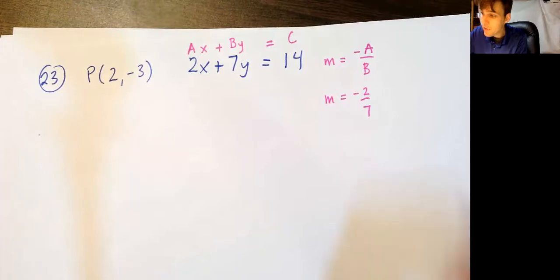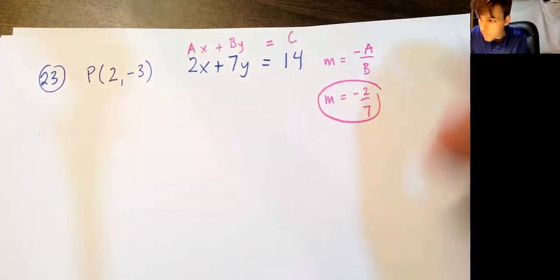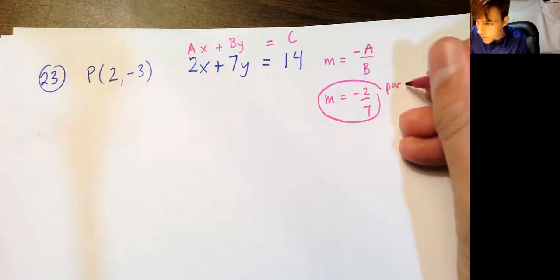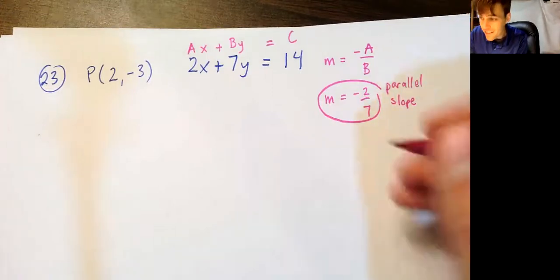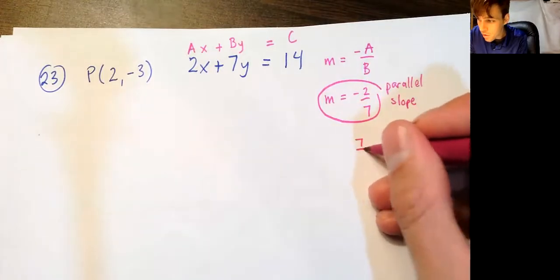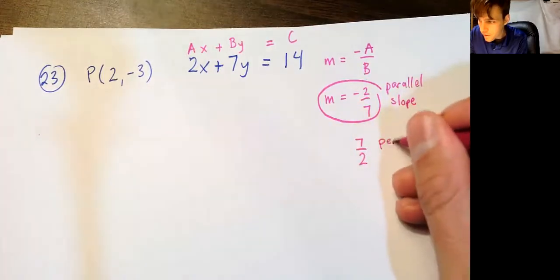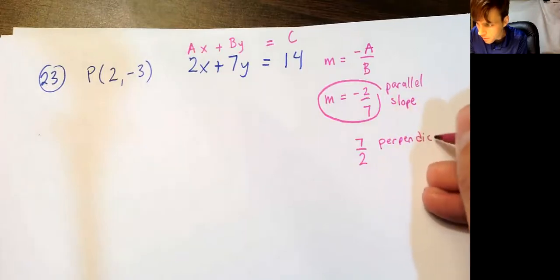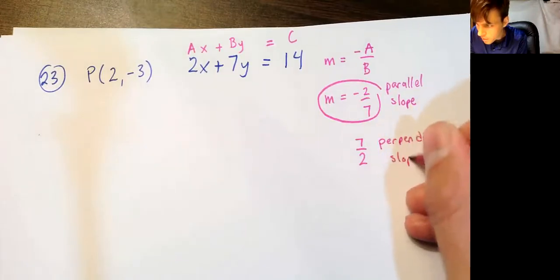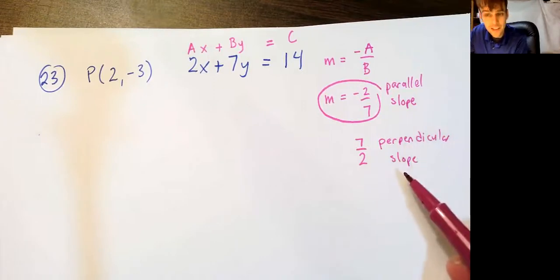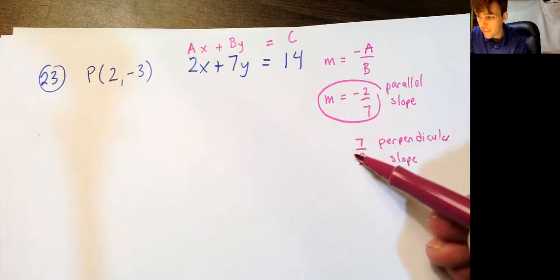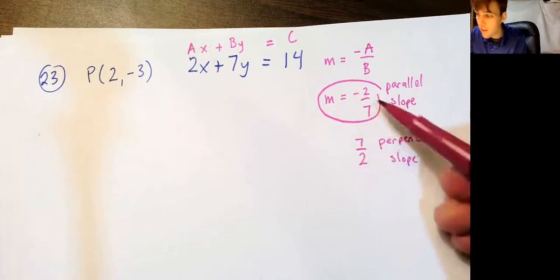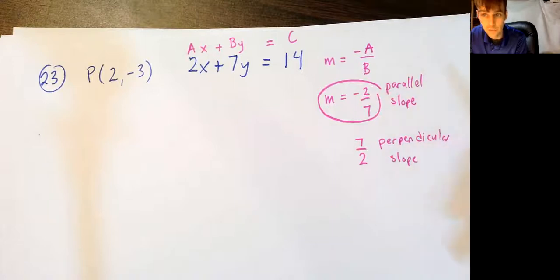All right, so now we have a slope. This is going to be my parallel slope. And my perpendicular slope is going to be 7 over 2. The slopes of perpendicular lines are always opposite reciprocals. So this one is negative, and then the perpendicular one is going to be positive. And reciprocal means we take our fraction and we just flip it. 2 over 7 became 7 over 2.